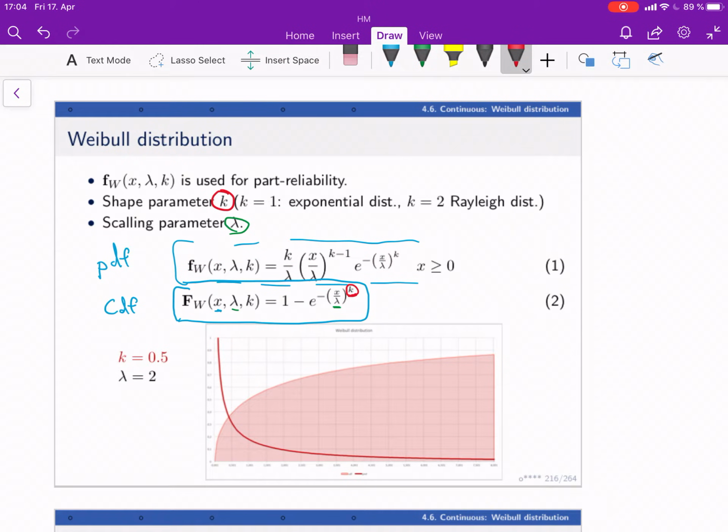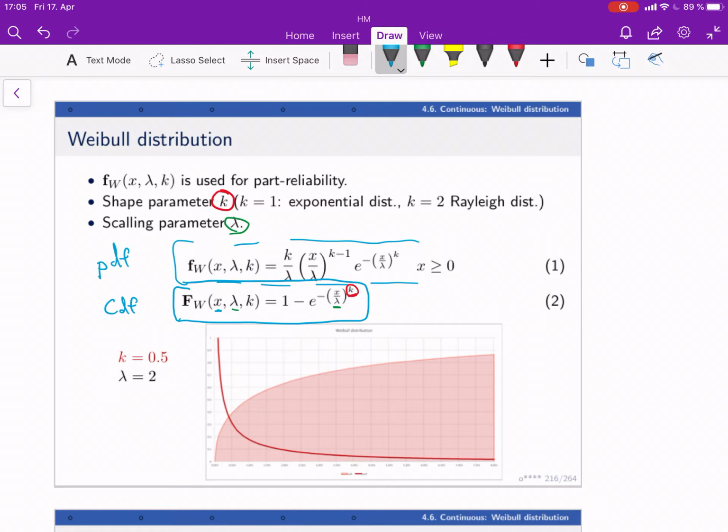So for k equals 1, Weibull is identical to the exponential distribution. For k equals 2, we've got a Rayleigh distribution. We don't know these two, but you can look them up if you're interested. Let's first of all get just a bit of a feel for this whole thing.